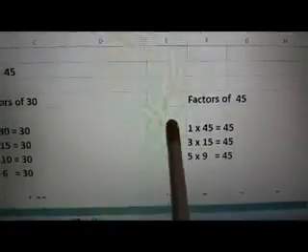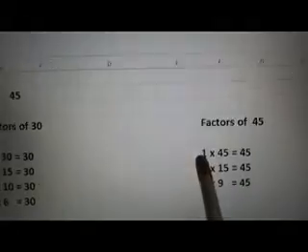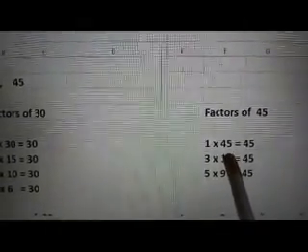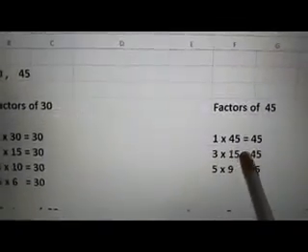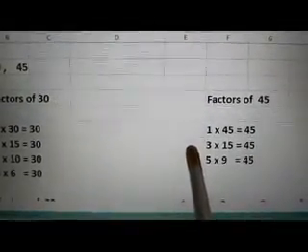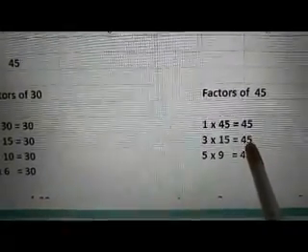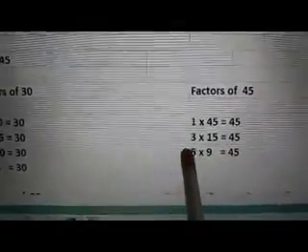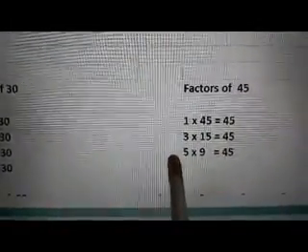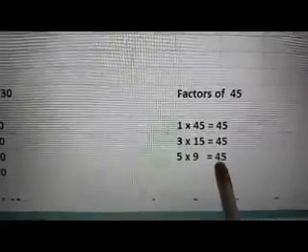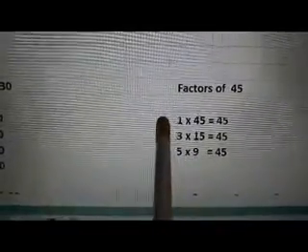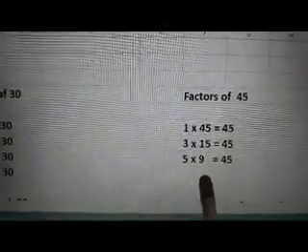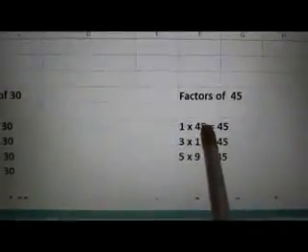Now let us find factors of 45. 1 and the number itself. So 1 and 45 will be the factors. Then 45 is an odd number, so 2 will not be a factor. The next number is 3. So we know 15 times 3 is 45. Again, we cannot check by 4 because 45 is an odd number. So 5 times 9 is 45. So the factors of 45 are 1, 3, 5, 9, 15 and 45.